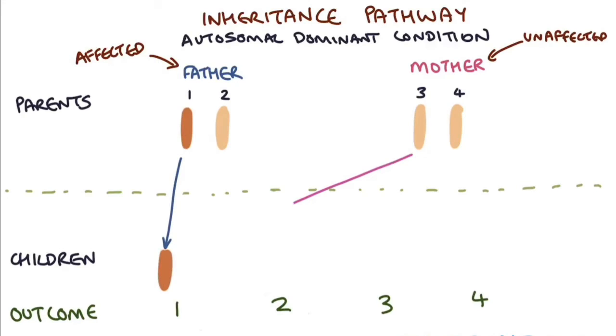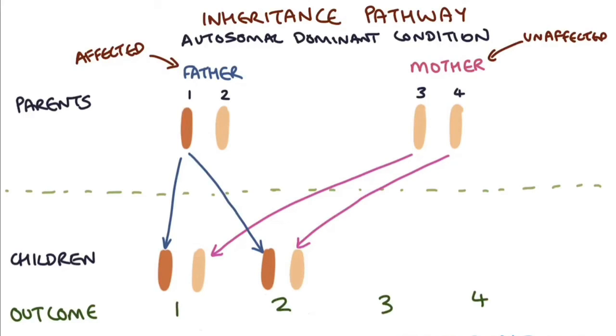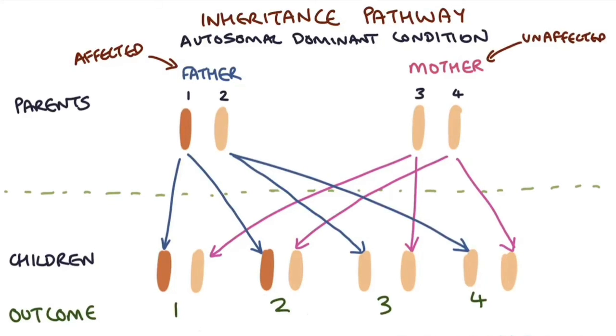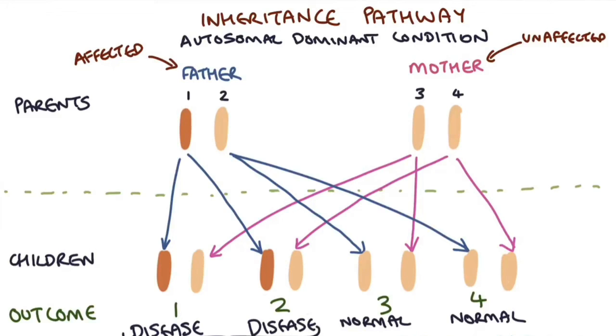Outcome 1 is copy 1 and copy 3. Outcome 2 is copy 1 and copy 4. Outcome 3 is copy 2 and copy 3. And outcome 4 is copy 2 and copy 4. So therefore, outcome 1 has the disease, outcome 2 has the disease, outcome 3 has 2 normal genes, and outcome 4 has 2 normal genes. So therefore, the children of these parents have a 2 in 4 or 50% chance of having the disease, and a 2 in 4 or 50% chance of having normal genes.